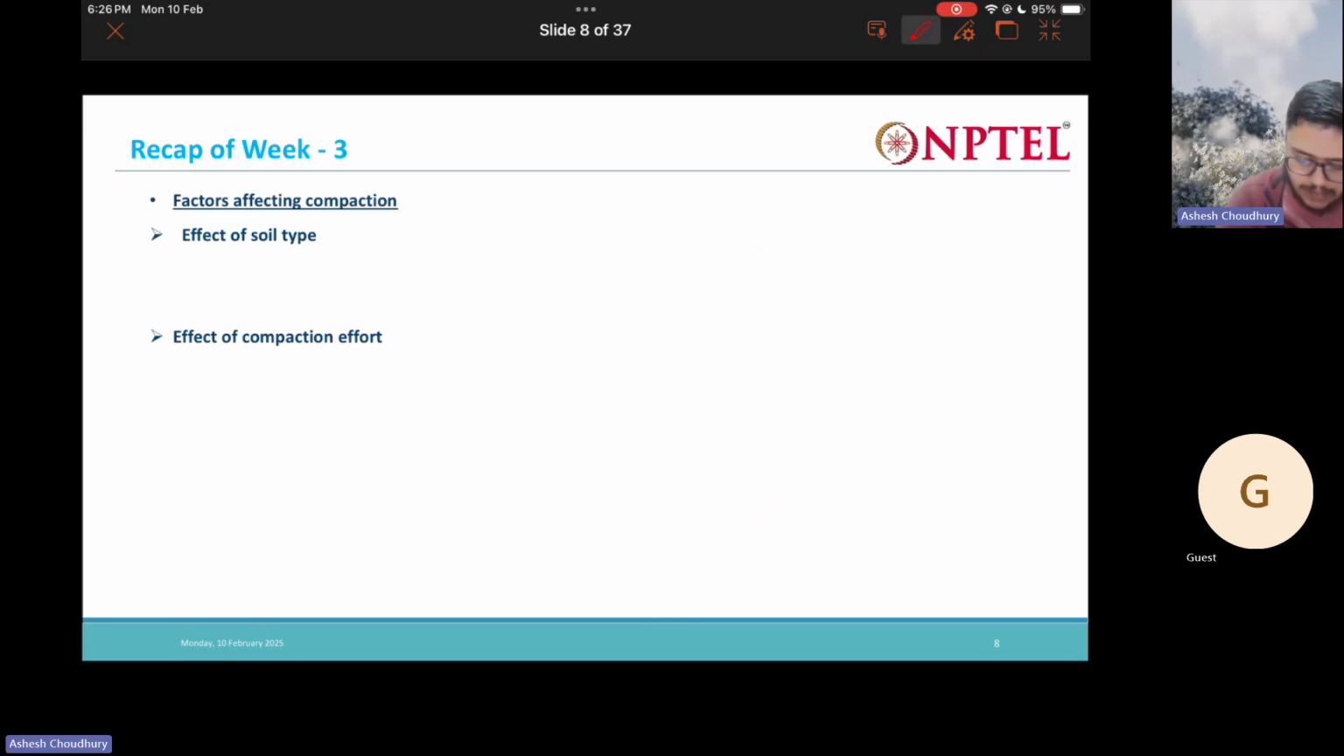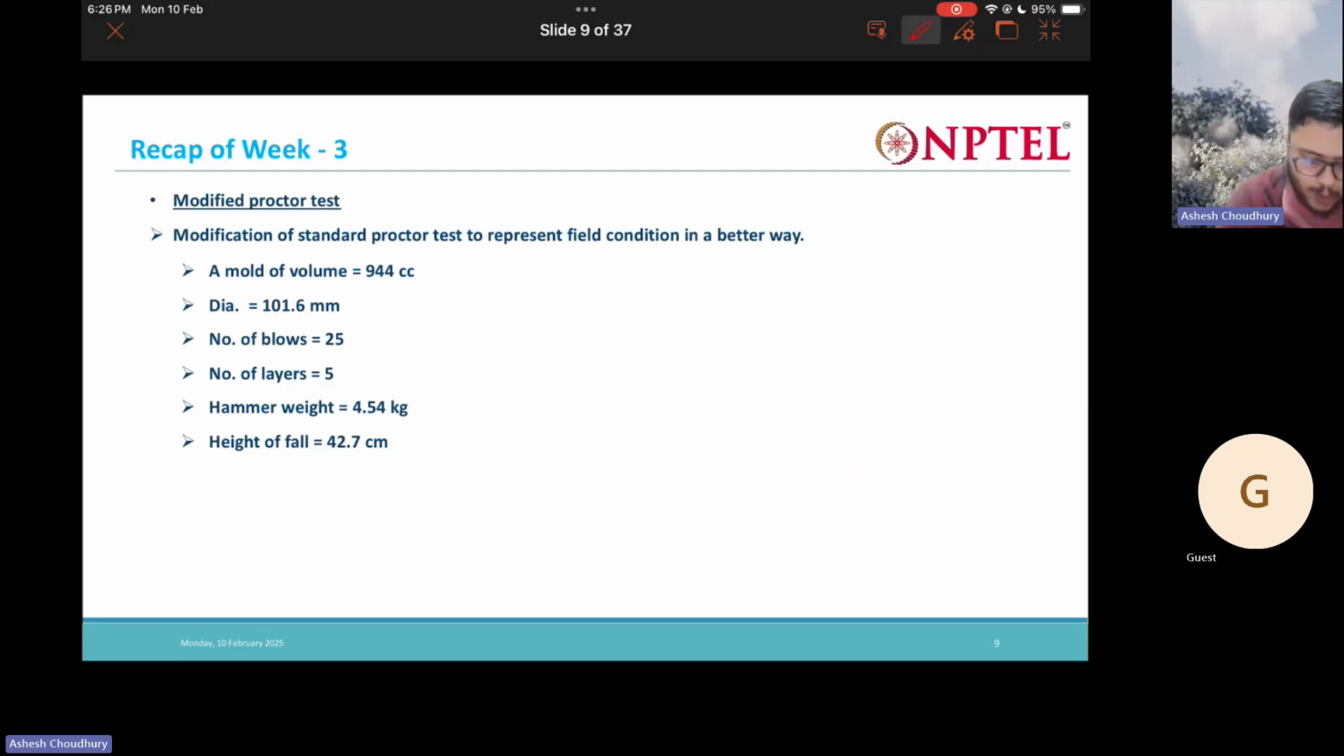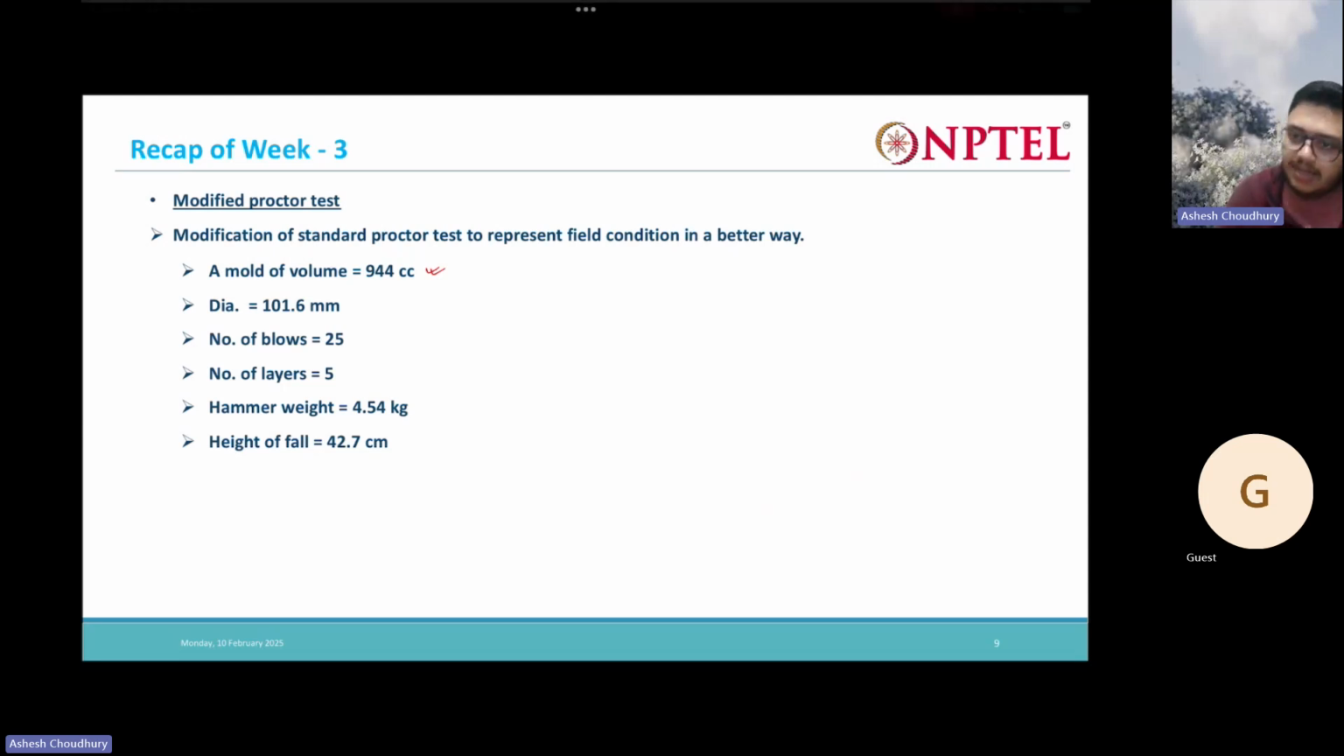Now next, let us see. There is one more Proctor test known as the modified Proctor test. In the Indian standard codes, this is known as the Indian standard heavy compaction test, and these values are a little bit different from the standard Proctor test. So please see the Indian standard code for their values. Indian standard takes 1000 cc as the volume, slightly different.